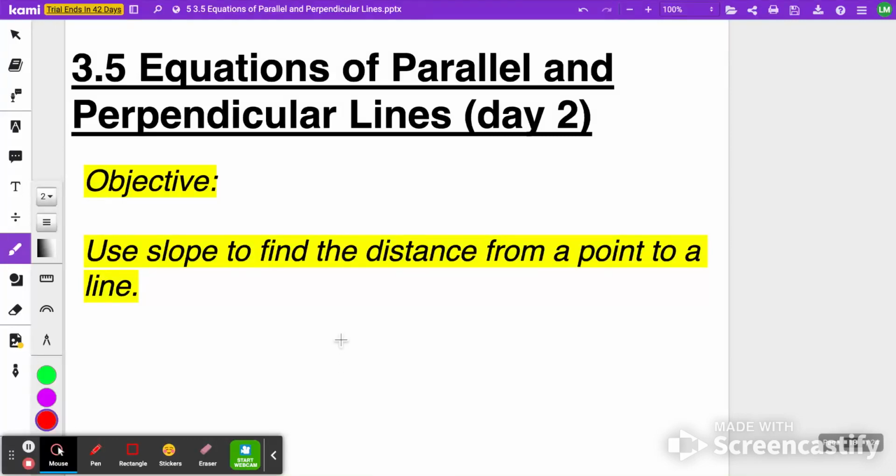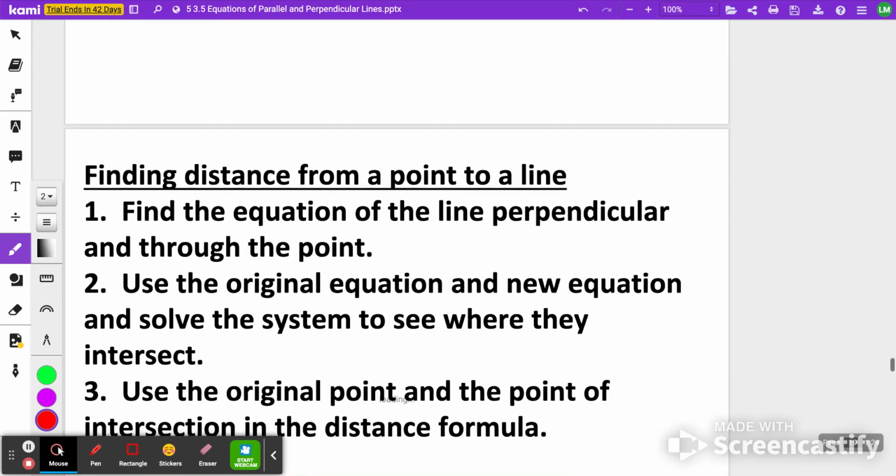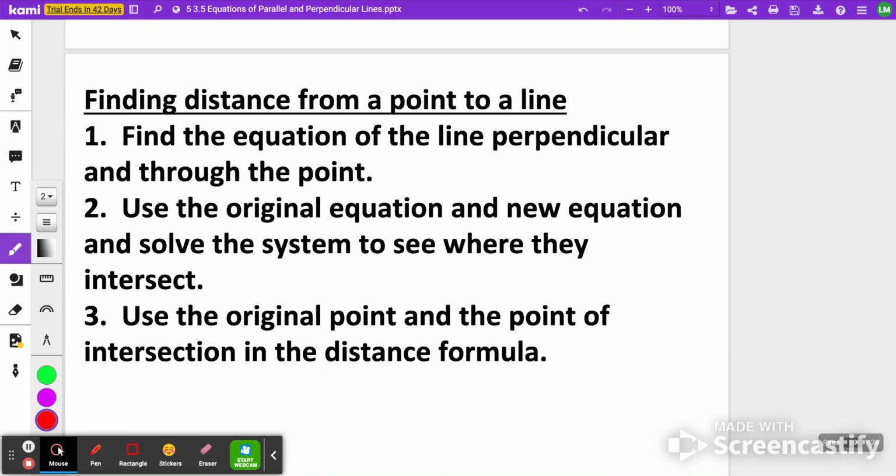Today we're looking at part 2 of our lesson 3.5, equations of parallel and perpendicular lines. Our main goal is to be able to use slope to find the distance from a point to a line. The three steps we're going to use take a little bit of time, so you just have to be patient with them.